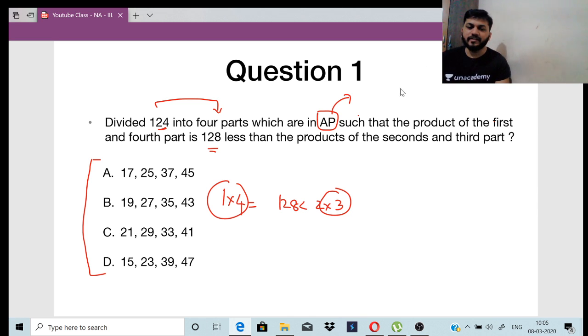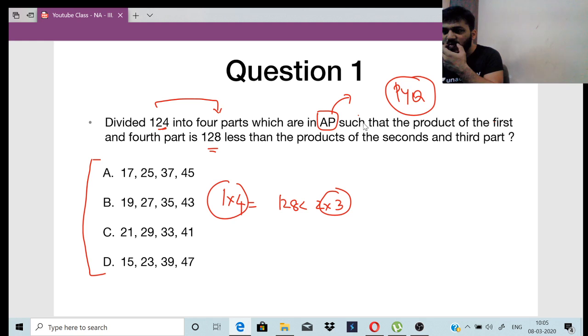So try solving this. I know it is a bit tough, but AP questions they ask this, right? I'll give another 30 seconds. Okay, we'll move on with the answer.